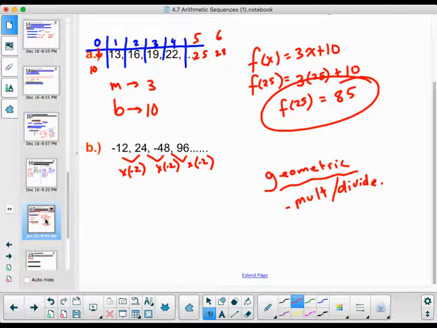While there is a way to write a rule for this, that'll be for a different lesson after we talk a little bit more about some of the rules of powers. So if it's geometric, for the time being, just identify it as so. Just say this is geometric and call it good.